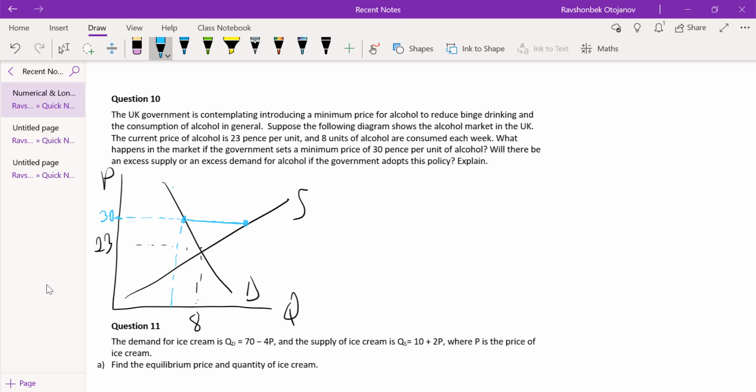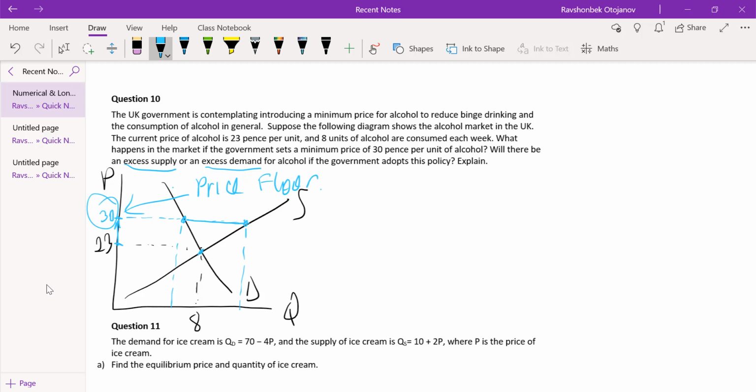Then the quantities will be different from equilibrium, obviously. So will there be an excess supply or an excess demand? Now, as you can see here, we have low demand. Quantity demanded is lower than the quantity supplied at this high price. So this is the price floor, basically. This is the price that retailers must charge, no less than this price. So that's the price floor as a result.